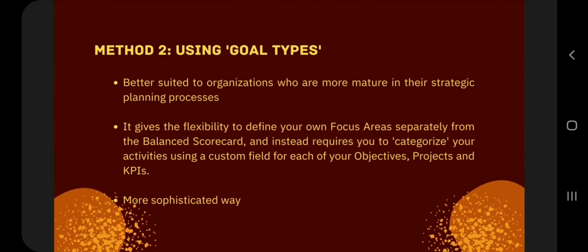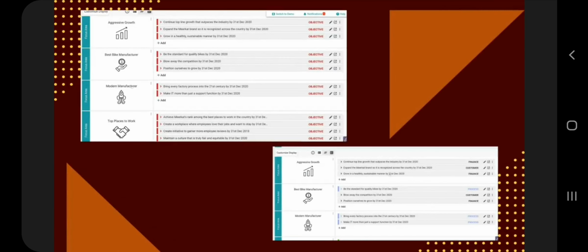Method 2. Using goal types. It is better suited to organizations that are more mature in their strategic planning processes. Rather than seeing the focus areas as equivalent to the real balanced scorecard perspectives, it enables you to categorize your activities by creating a custom field for each of your objectives, projects, and KPIs. Moreover, it is also a more sophisticated way since it allows you to mix and match how you categorize your goals.